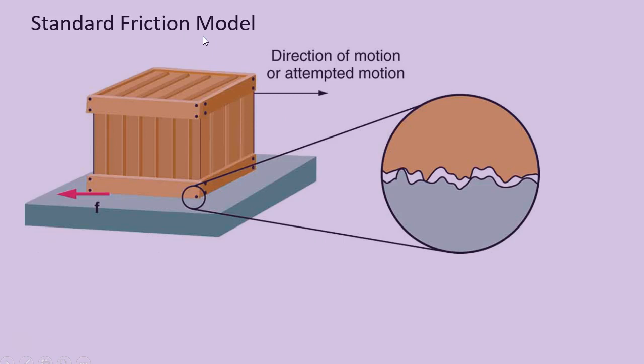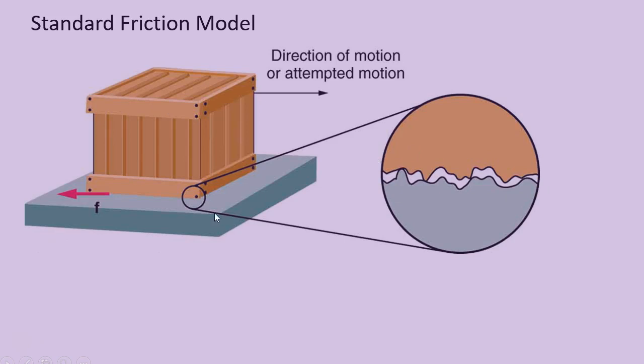Again, a model is just an explanation, but it handles most of what we would call our common situations when we have two solid surfaces in contact with each other. There are some instances where it does not apply, but for our purposes in our course, we will use the standard friction model. In this case, we look at a microscopic view of the surface.